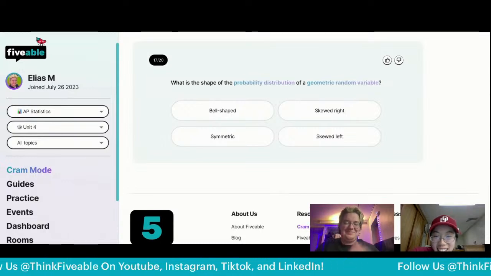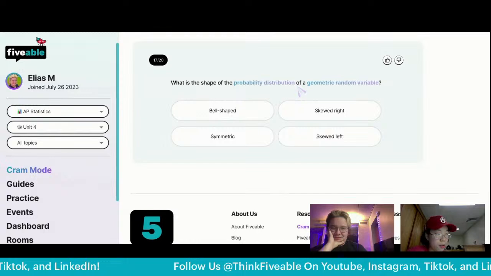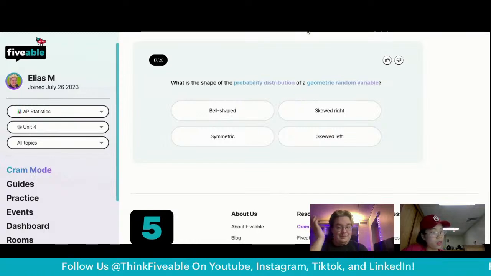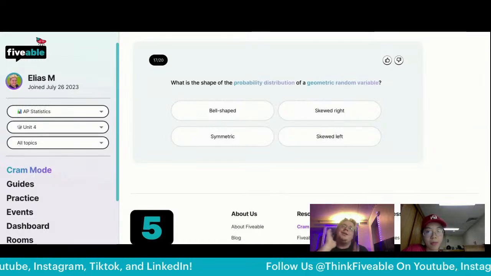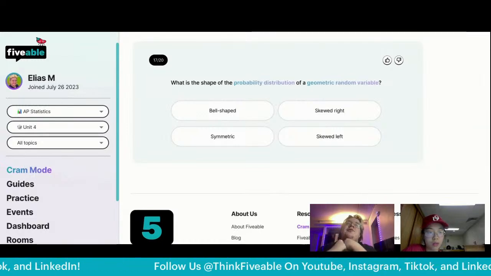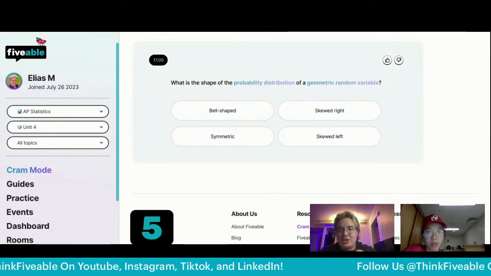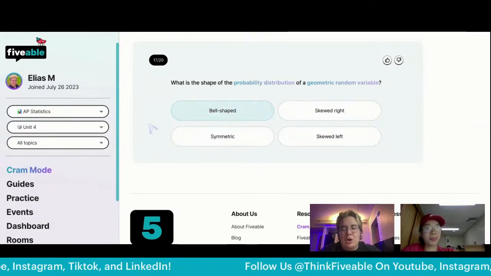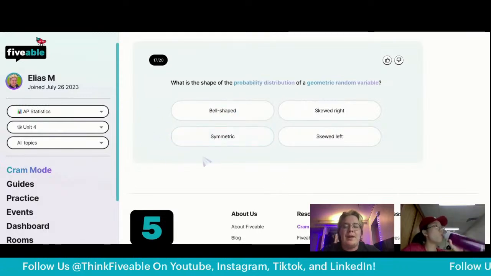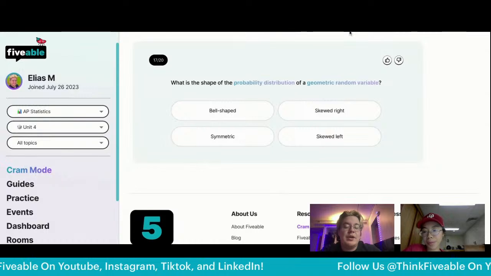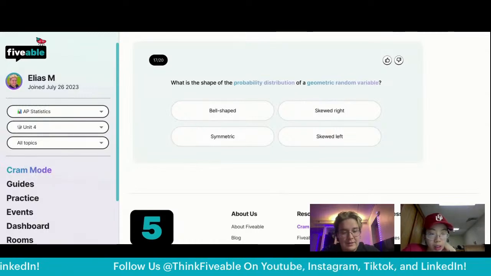Anyway, okay. Back on the topic: probability distribution of a geometric random variable. This is more of a small thing, a little test taking strategy. Bell-shaped is already symmetric. Symmetric is just a broader way to say it, an umbrella that also covers bell-shaped. So I can guarantee that it's not going to be symmetric without being a bell curve.